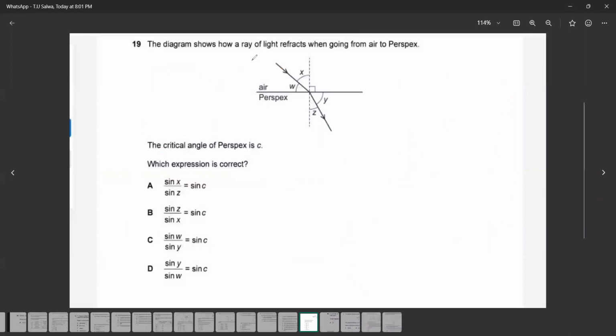We need the critical angle. The diagram shows how a ray of light is refracted when going from air to the glass. The critical angle is C. The idea is that we have the refractive index. Refractive index is equal to 1 over sine C. That is the refractive index and critical angle relation.